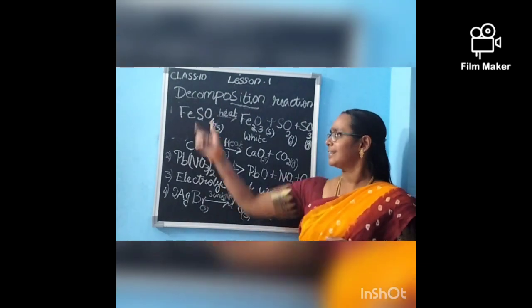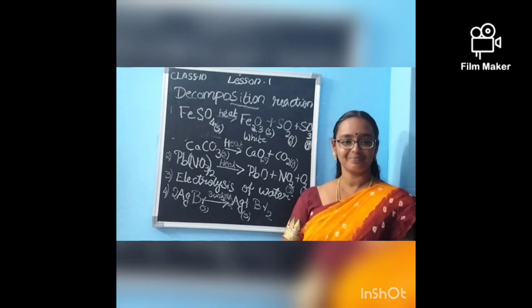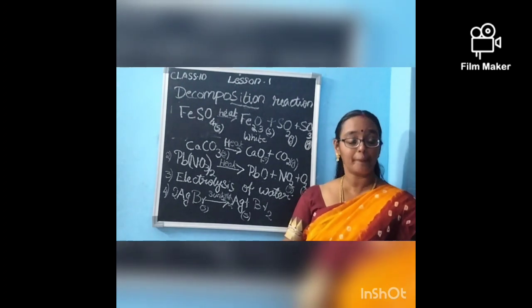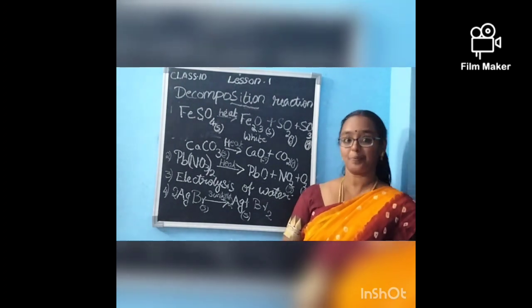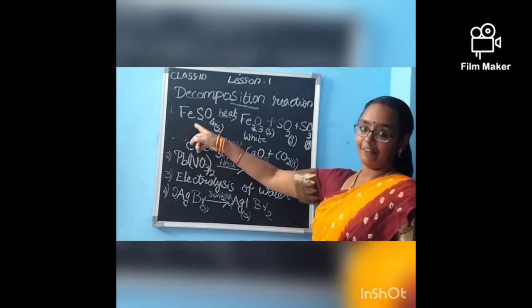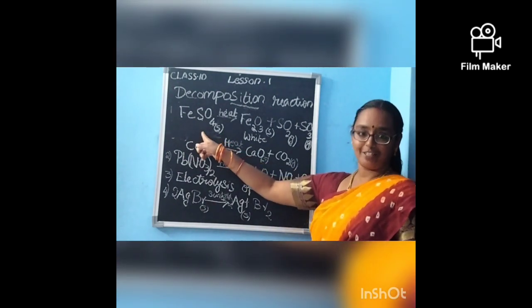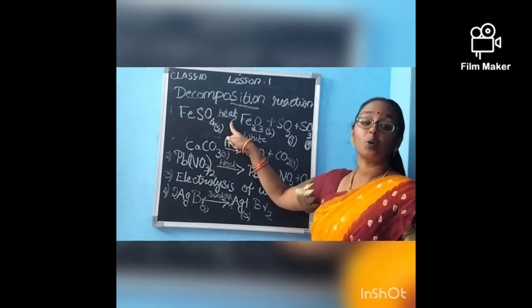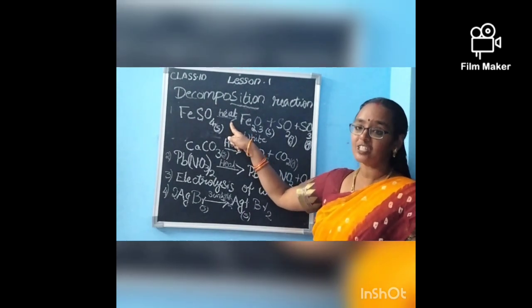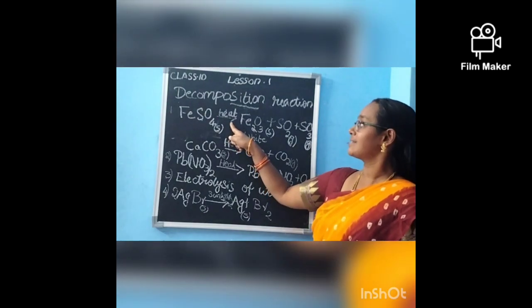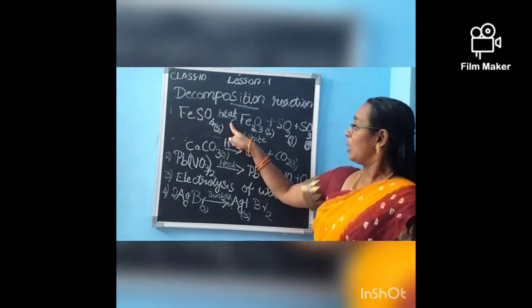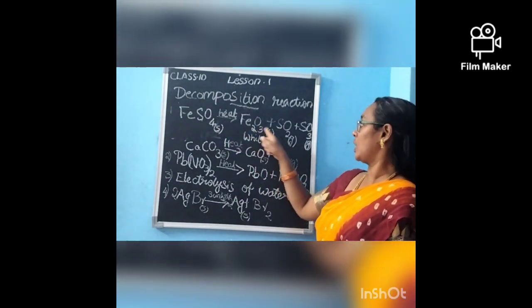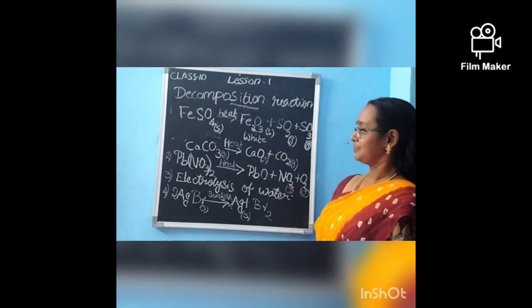Okay? These are very easy to learn, right? But the questions will not be as easy as you expect. Okay, dears? I will explain one by one. Ferrous sulfate: when it undergoes heating, that means it is undergoing thermal decomposition. Temperature is involved in it, so we say this is thermal decomposition. What will we get? Ferric oxide along with sulfur dioxide and trioxide.